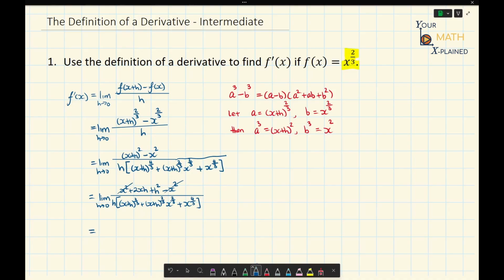So then we get this is equal to the limit as h approaches 0. And then now our numerator is going to be h times 2x plus h. And then again, our denominator stays exactly the same. So we're just going to write that out one last time.